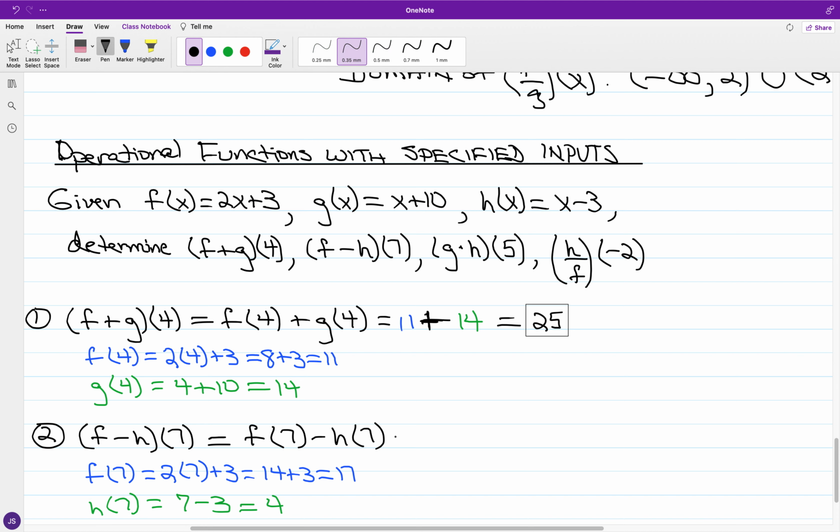And so, following through, we got f of 7, which is 17, and we got minus h of 7. H of 7, again, is going to be 4. And 17 minus 4 comes out to 13.